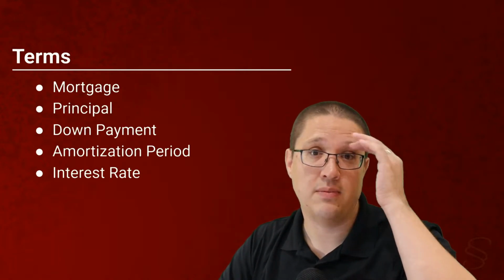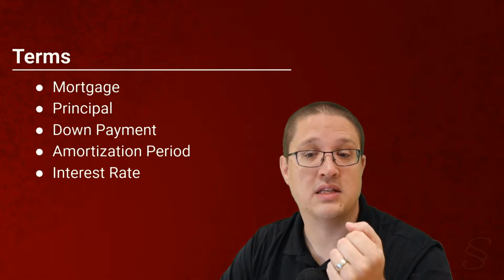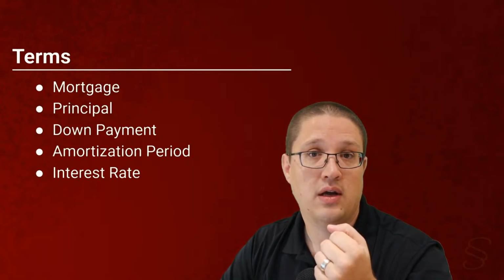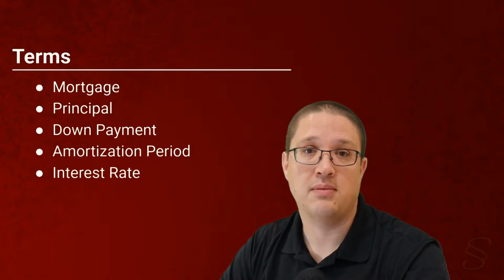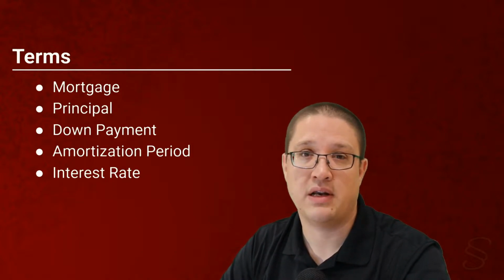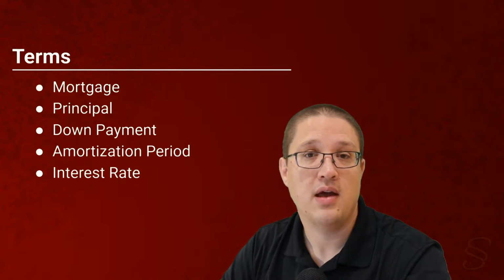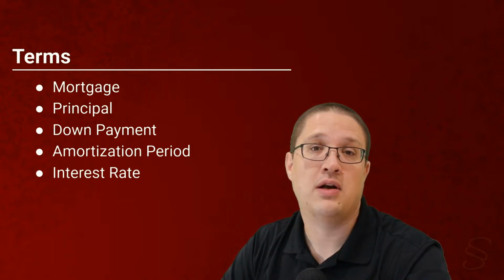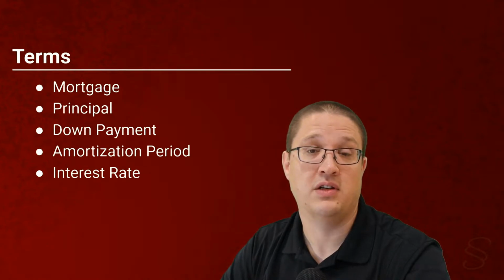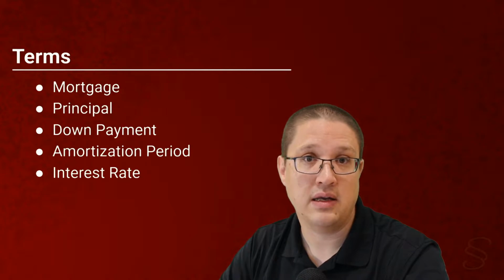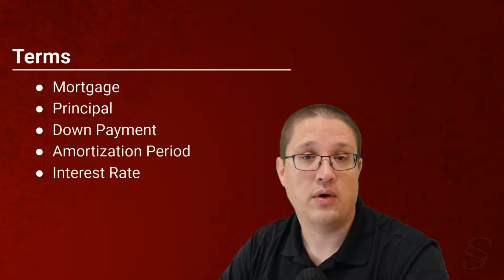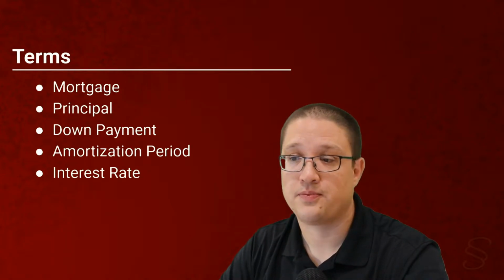Your amortization period is how long you're going to take to pay off your loan. This, for a mortgage, is usually about 25 years, sometimes a little bit less, sometimes a little bit more, depending on the exact circumstances. Your interest rate is how much you're paying the bank for the privilege of borrowing the money. A higher interest rate means you're paying more money to the bank. A lower interest rate means you're paying less.